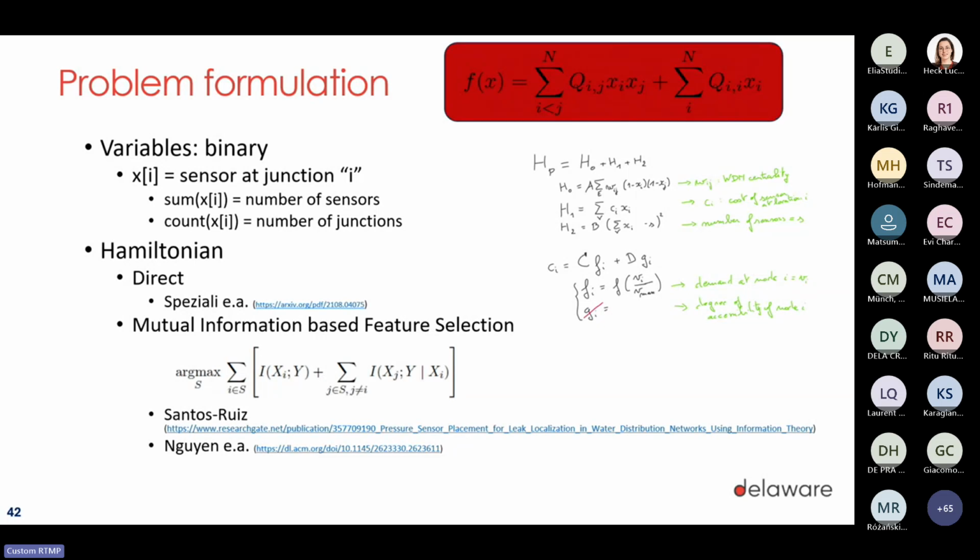Speciale has written a very nice article. It's a very, very fat one. Very interesting, his approach, and that was actually our starting point. We started there. It did not really work too well, so we decided we needed something different. The problem is basically that you don't know which algorithm is going to be used to detect where the leak is. You only know, here I'm going to put a pressure sensor.